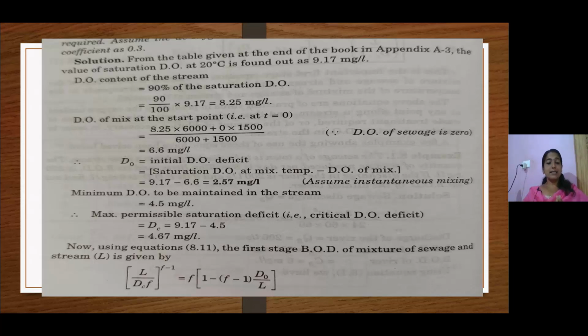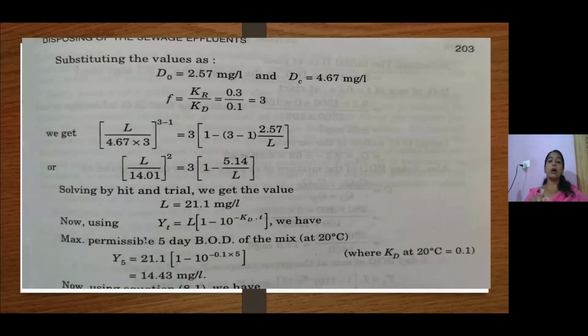Then you can consider the equation L divided by DC into F raised to F minus 1 is equal to F into 1 minus F minus 1 into D0 by L. Here you can calculate the value of L, that is BOD, from the following equation. DC you already calculated, F is KR/KD, and D0 is already calculated. So we can calculate the value of L by substituting all these values. Here we get the value of L as 21.1 milligram per liter.